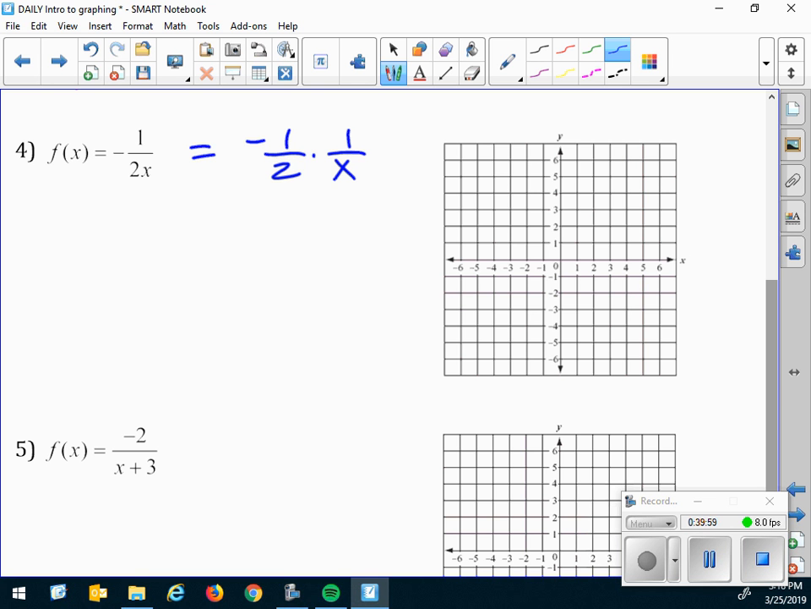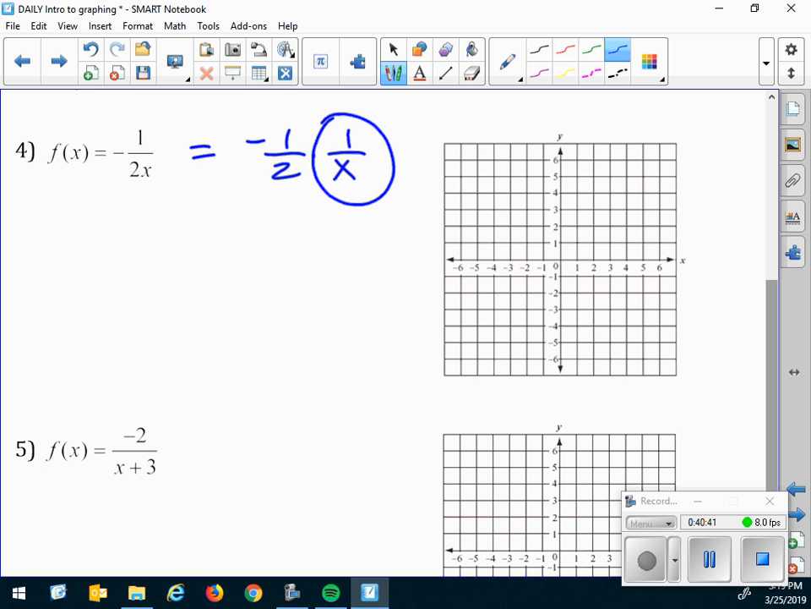Yes, I understand that the 2 is downstairs, but notice that the parent function is being multiplied by negative 1/2. This 2 is not in parentheses with the x. Do you see how I can separate them and say negative 1/2 times 1 over x? This is a vertical. Is it a vertical stretch or shrink? It's a squish, a squish by a factor of 1/2.